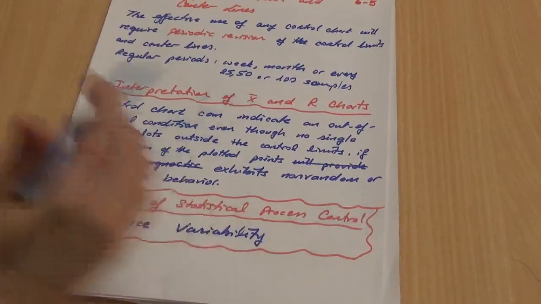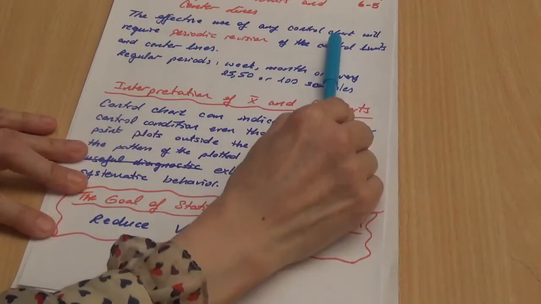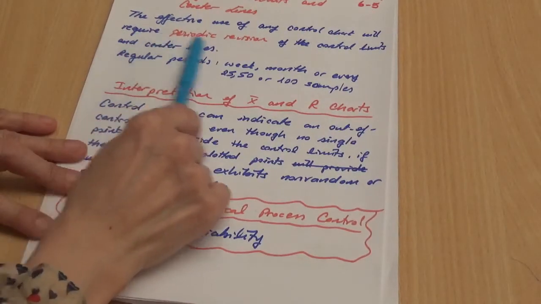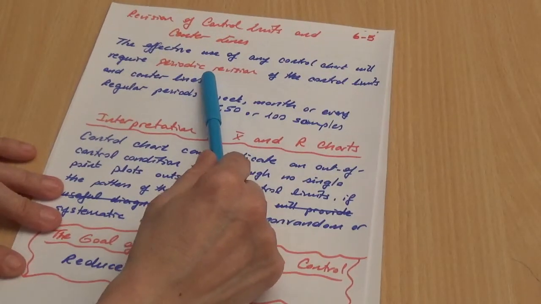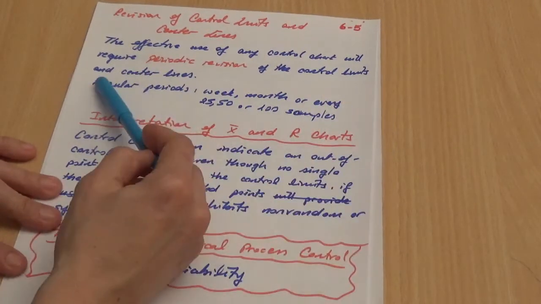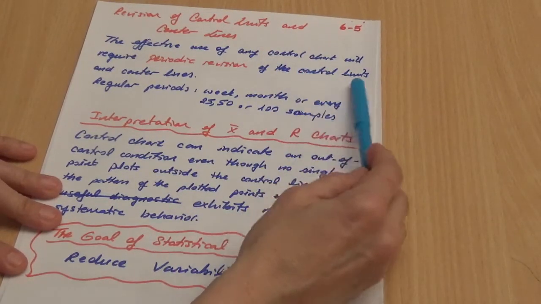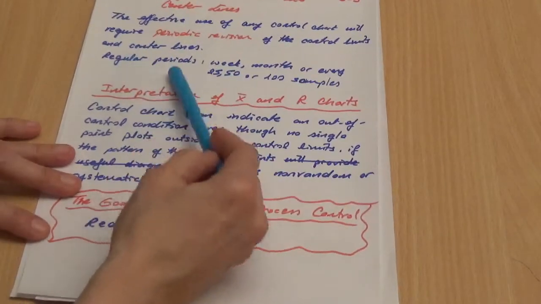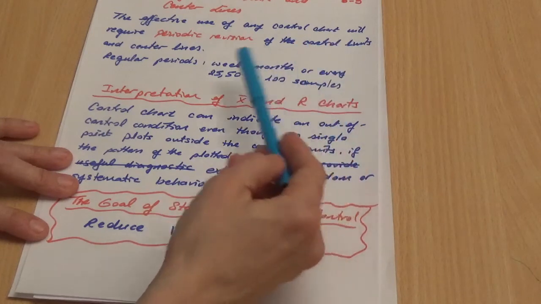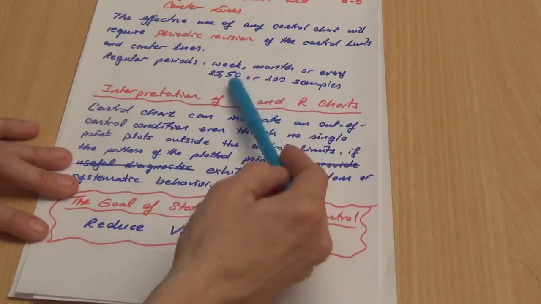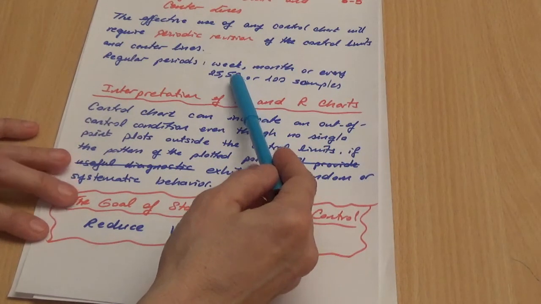So there is revision of control limits and center lines. The effective use of any control chart will require periodic revision. So we need to revise the control diagram periodically, and we need to revise the control limits and center lines. Regular periods may be weekly, monthly, or every 20, 50, or 100 samples. So the company will decide the frequency of the periods.